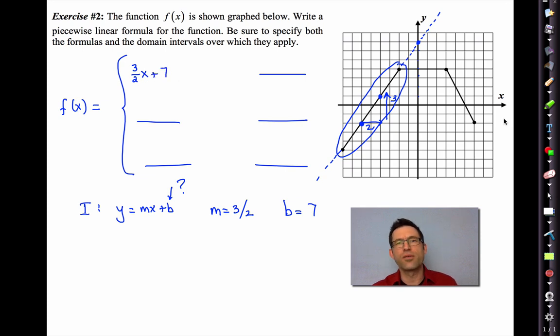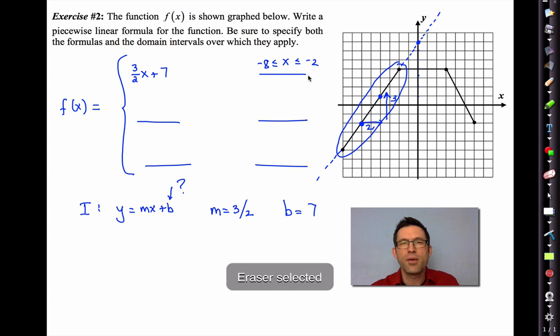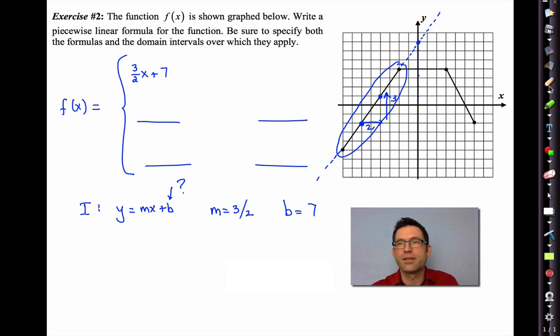Now, what's its interval? Well, 1, 2, 3, 4, 5, 6, 7, 8. Well, it goes from -8 less than or equal to x less than or equal to -2. You might wonder, well, that didn't work out very well. Let's write -8 less than or equal to x less than or equal to -2.